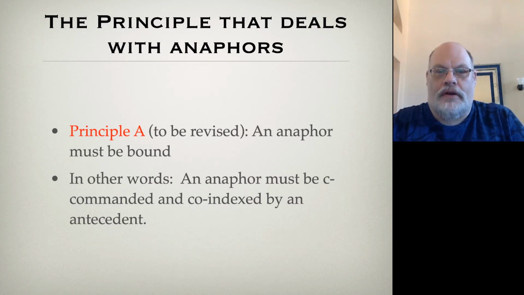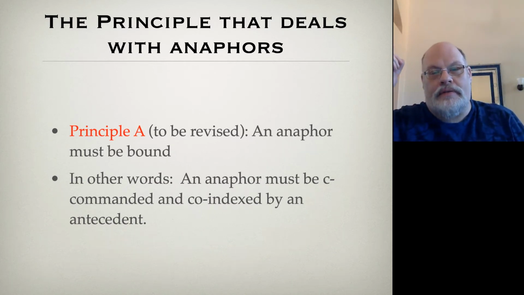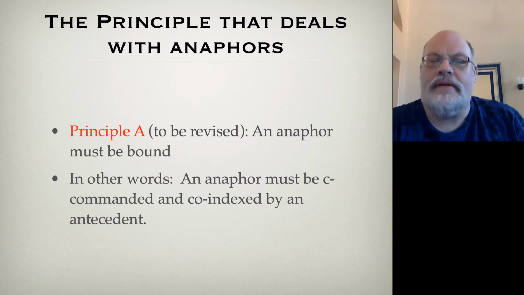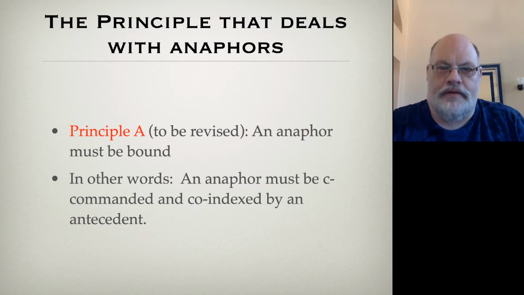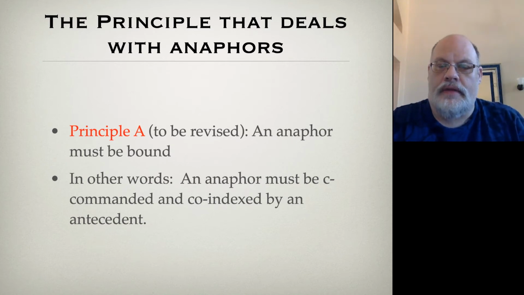So if you can imagine, the metaphor I like to use is an anaphor has a deep commitment issue. It needs to have an antecedent that co-indexes it and is co-indexed with it. So it looks around and it says, hey, is there something that C commands me that I'm co-indexed with? And if it does, then it is bound and it meets Principle A. But if it can't find such an antecedent that C commands it and is co-indexed with it, then the sentence is going to be bad with that interpretation.